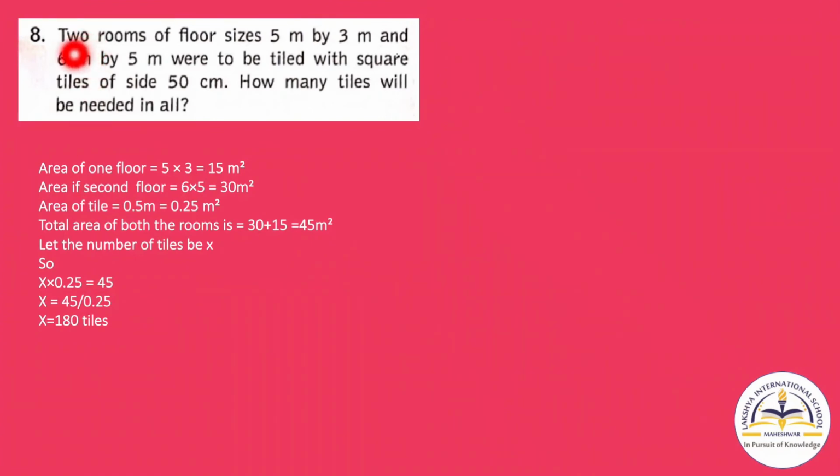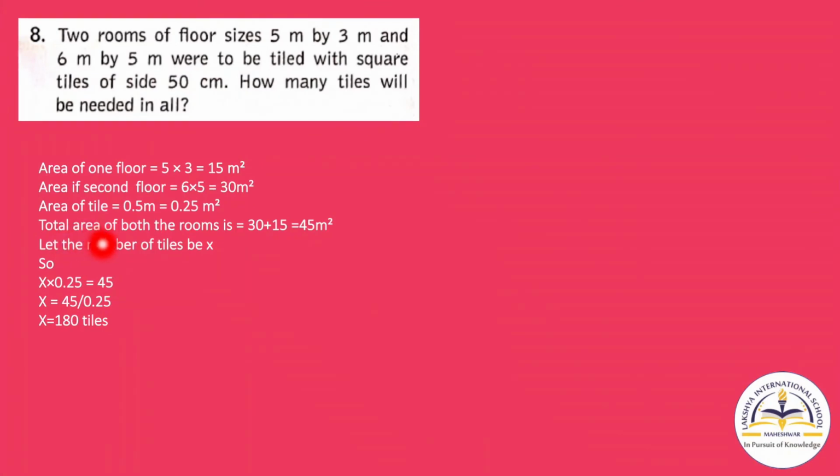Now question number 8, two rooms of floor size 5 meter by 3 meter and 6 meter by 5 meter were to be tiled with square tile of side 50 centimeter. How many tiles will be needed in all? So area of one floor equals 5 into 3, it will be 15 meter square. Now area of second floor will be 6 into 5, that is 30 meter square. Now the area of tile is 50 centimeter, it means 0.5 meter. So 0.5 multiply 0.5, that will be equal to 0.25 meter square.